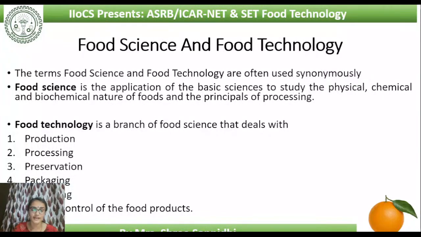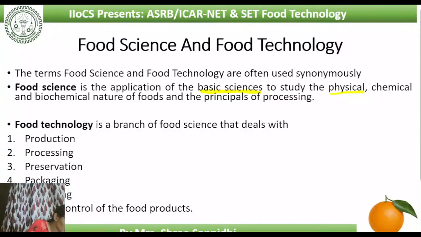So what is food science? Food science is the application of basic sciences. So we study the science behind all the processes happening in the food. So what do we study in it? We study the physical properties of the food. So what are the physical properties? The structure, the texture, color, viscosity, rheology, all these are physical properties.